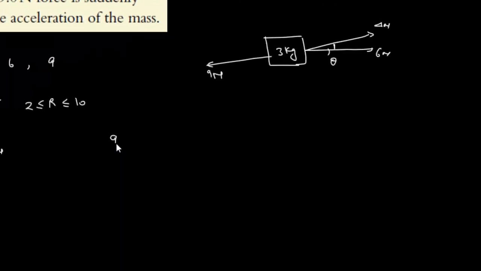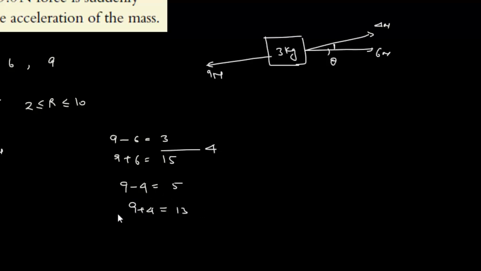Say the resultant of 9 and 6 Newton: 9 minus 6 is 3 and 9 plus 6 is 15 Newton, and 4 lies between this 3 and 15 Newton. So 9 and 6 can also be adjusted in such a way that 4 Newton can be the resultant. Similarly 4 and 9 can also be adjusted. 9 minus 4 is 5 and 9 plus 4 is 13. So maximum resultant, minimum resultant, and here again 6 Newton lies between 5 and 13.